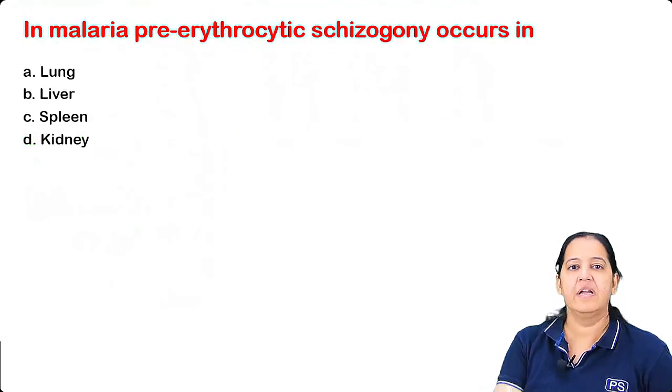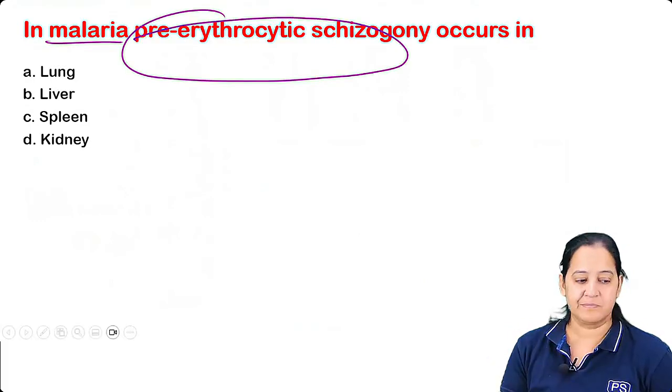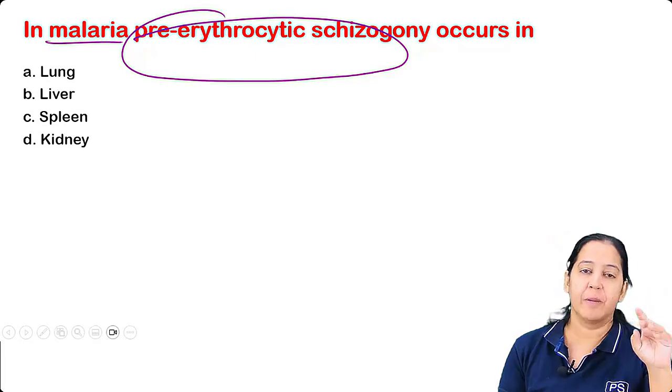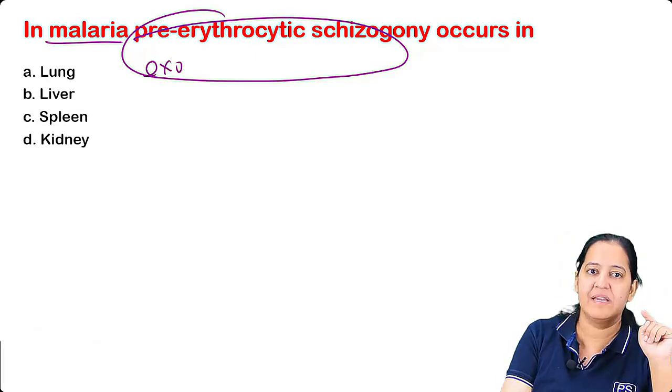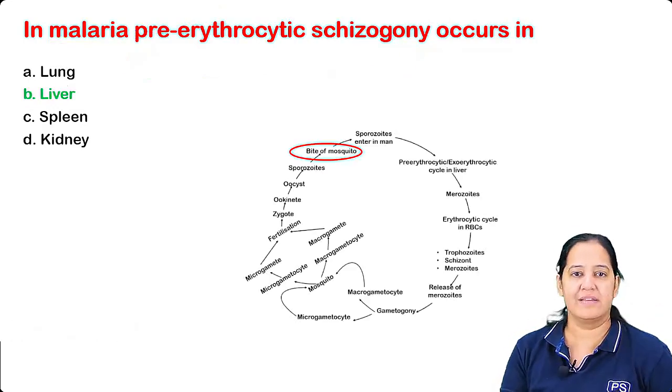You all are right. In malaria, pre-erythrocytic schizogony takes place in which organ? I told you the 4 cycles now. Pre-erythrocytic and exo-erythrocytic both take place in the liver, and erythrocytic and gametogony take place in the blood. So the answer is liver.